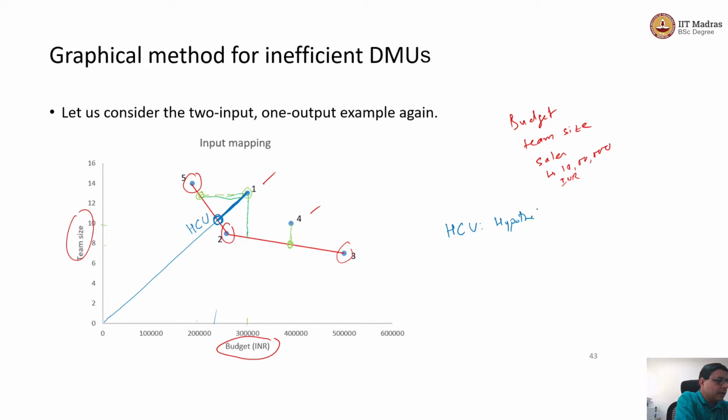Hypothetical Composite Unit, right? So unit is just a decision making unit. We have been calling these DMU, so that is not surprising. Why hypothetical? Hypothetical because it is not present in the data as of now. The coordinates of DMU1 are here.